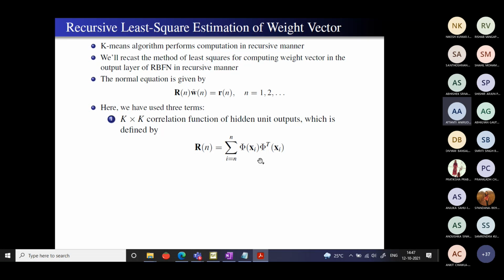Sorry, there is a typo from my side. It should not be i equal to n, rather it should be i equal to 1 to n, sum over n, and we are using a discrete function of n time. That's why this n. And this phi xi and phi transpose xi, this phi is nothing but your radial basis function, okay? And this xi is a data point. Remember that when we go for correlation, it is always an outer product, not an inner product. That's why phi transpose, and then sum of all those terms, okay?